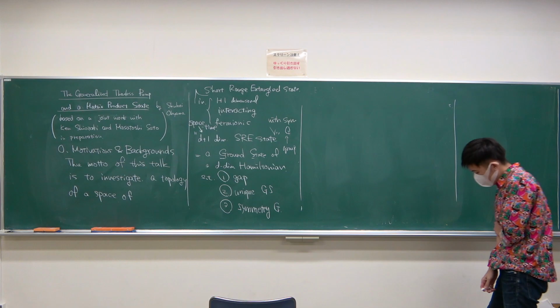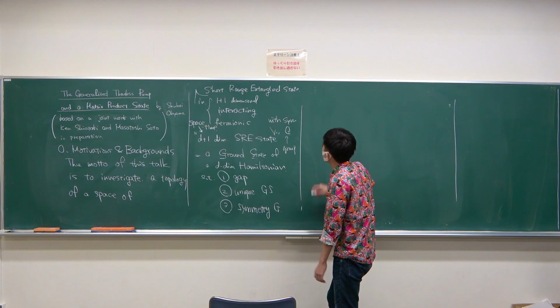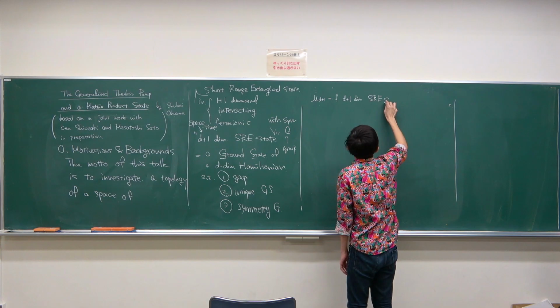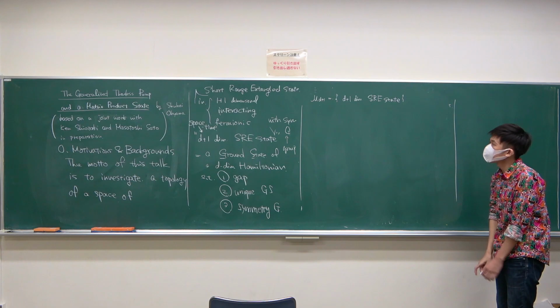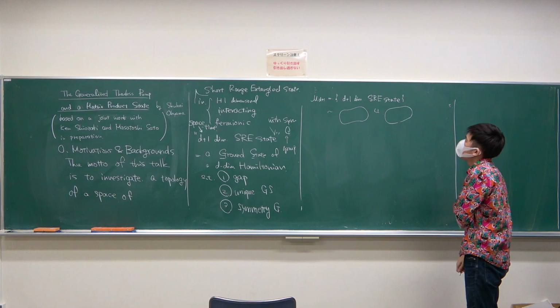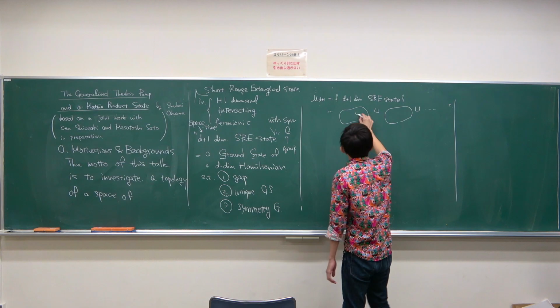Recent research has revealed the importance of the topology of the space of short-range entangled states. Let M_{D+1} be the space of D+1 dimensional short-range entangled states. It looks like this. In general, this has several connected components, and each of them has a nontrivial topology like this.